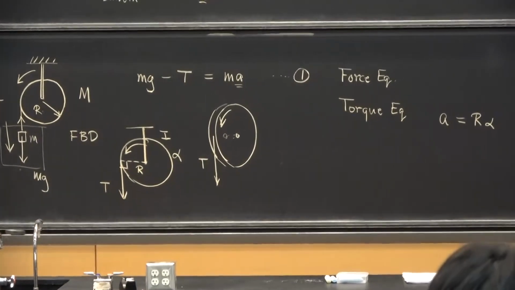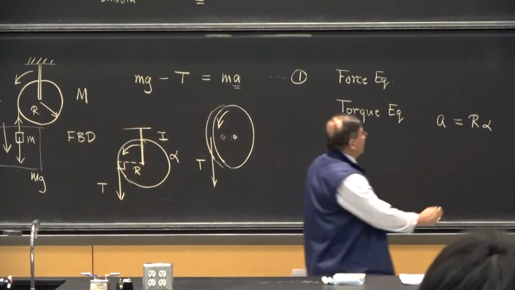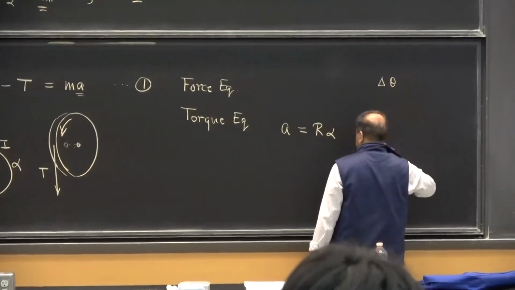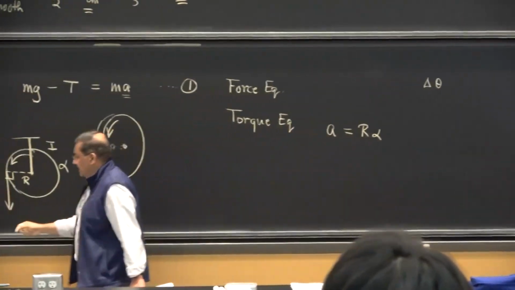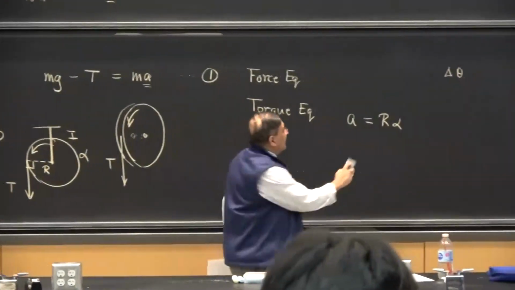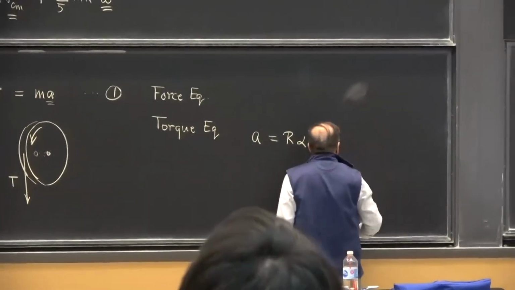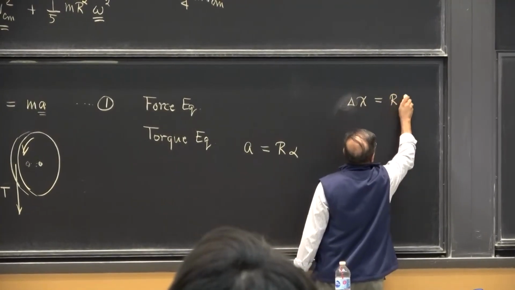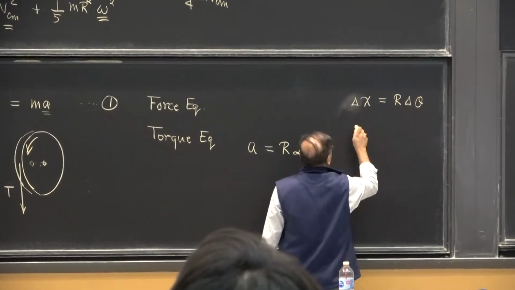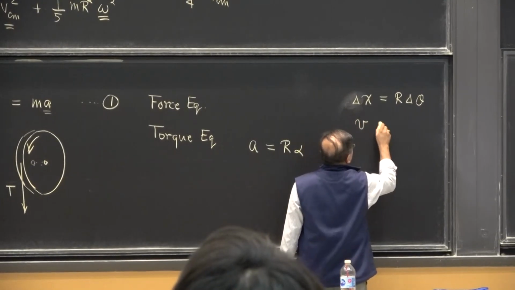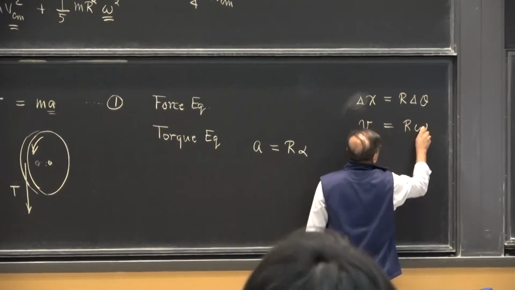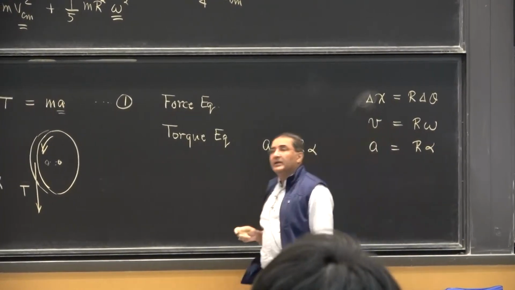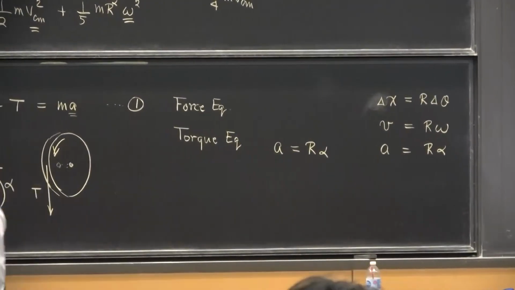Remember, when I said no slipping condition, I talked about delta x as r delta theta. You can divide by delta t, so v is equal to r omega. I also talked about a is equal to r alpha. All three are manifestations of the no slipping condition.